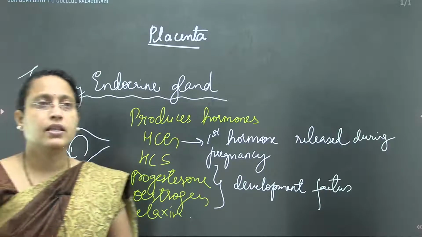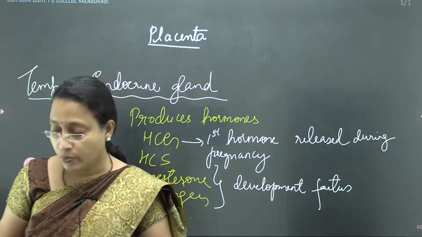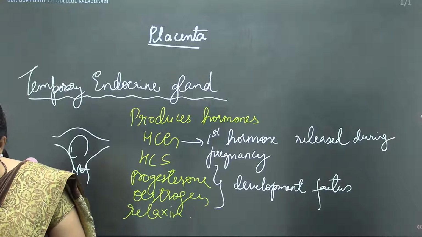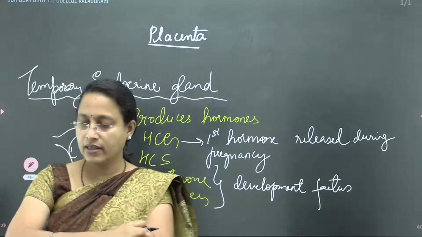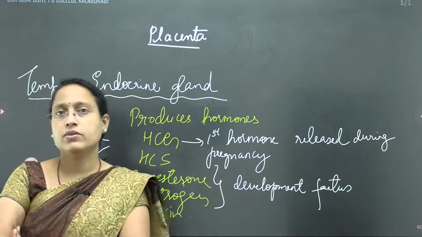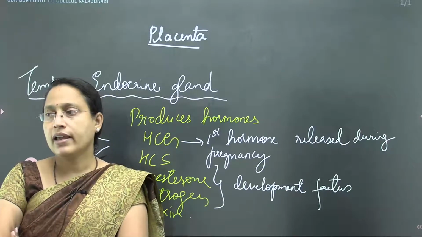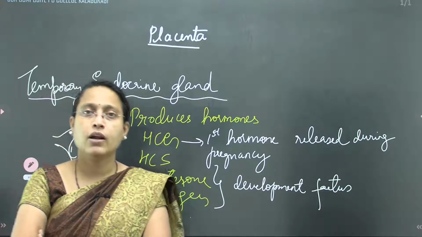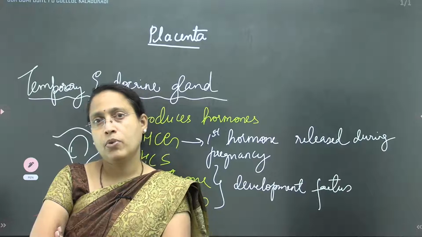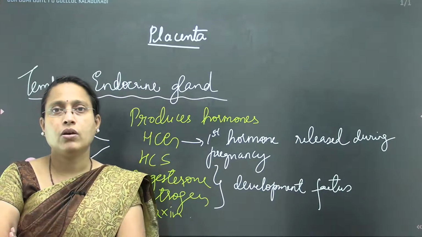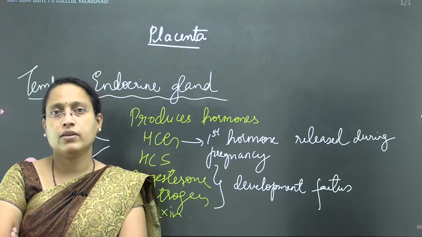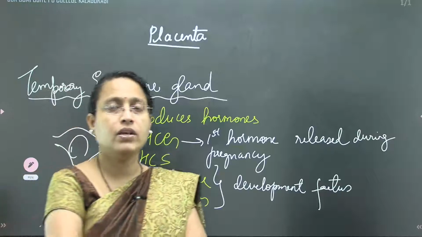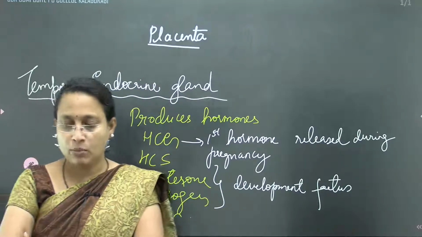So that is the function: loosening and widening of the cervix occurs due to relaxin. Apart from this, the placenta can also secrete hormones like thyroxine, cortisol and prolactin. So these also have a metabolic role. That means whatever metabolic reactions occur inside the fetus, they take part in metabolism.